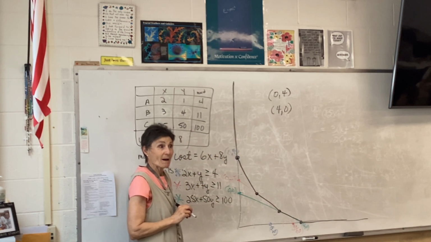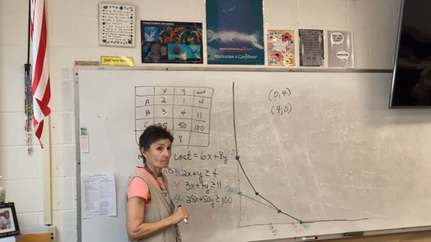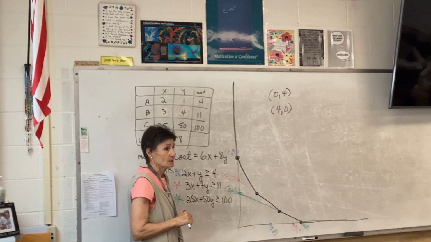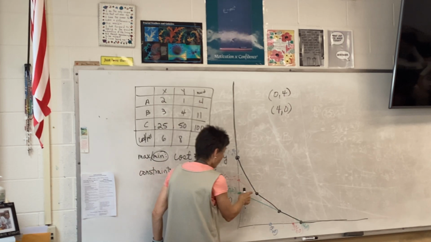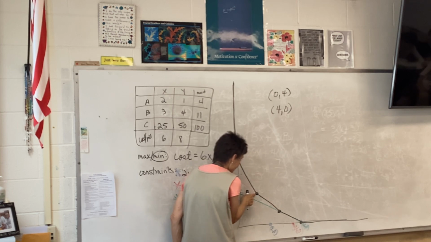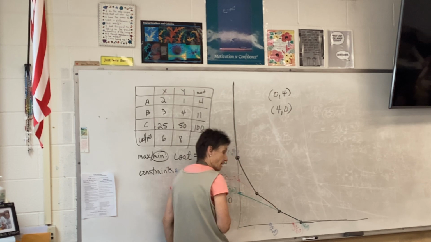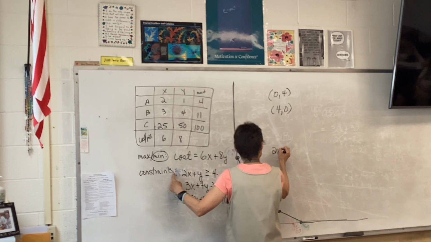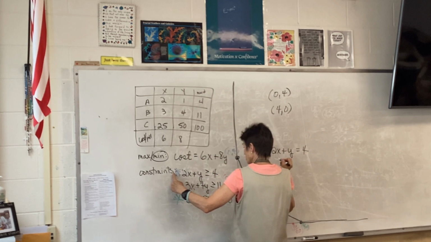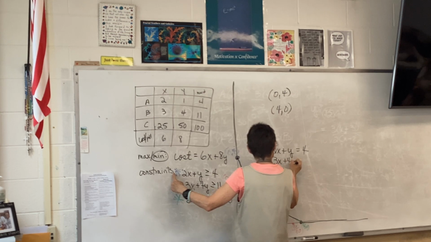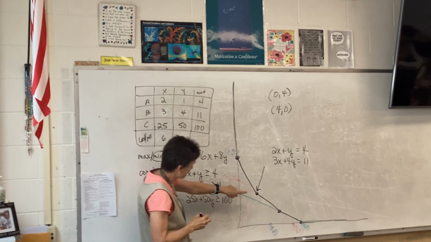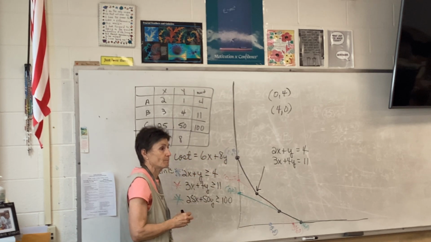So I need to figure them out. I have to figure these out. Takes forever. This point right here is the intersection of my blue line and my red line. So this point is the intersection of 2x plus y equals 4 and 3x plus 4y equals 11. That's my blue and my red line, which are coming together right there.